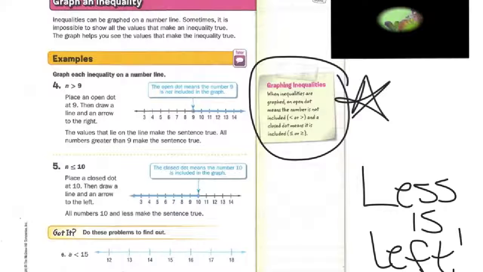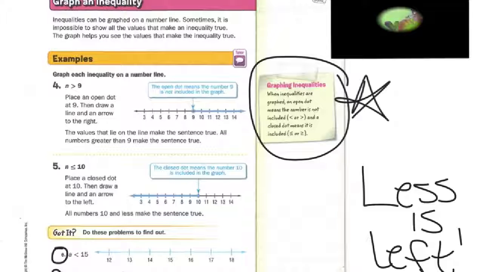Okay. For number 5 here, N is less than or equal to 10. We find 10 on the number line. We put a closed-in circle because it has the line underneath, and we go to the left because it's less than. You try E and F, please. A is less than 15, and B is greater than or equal to 7. Press pause now and graph, and then check your answers.